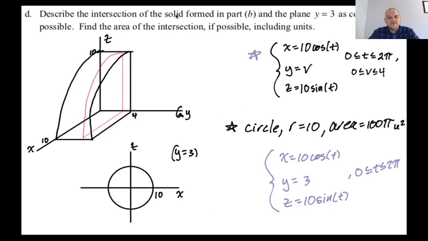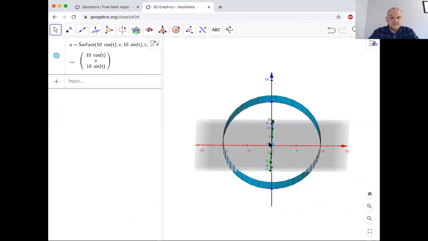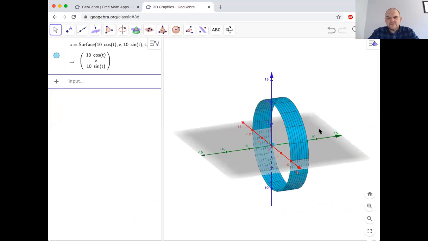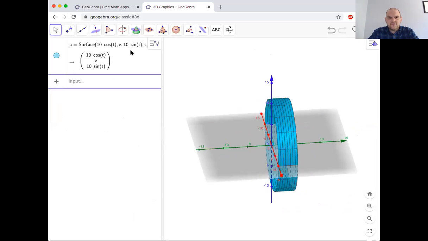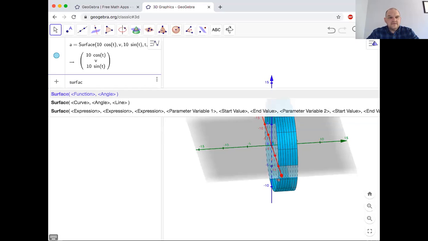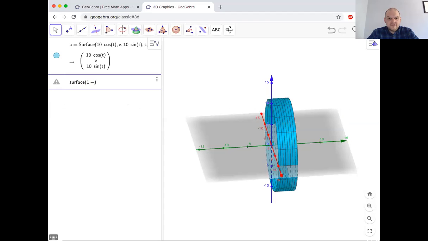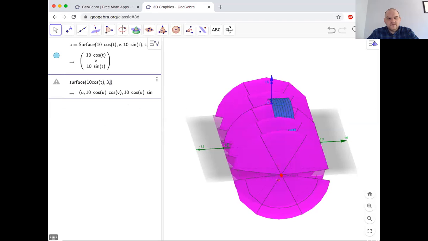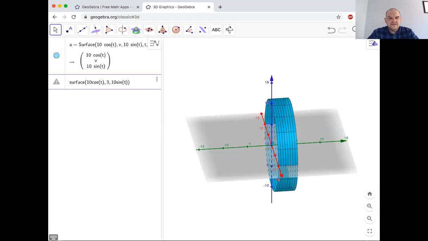So I still actually have the page open from the other part that we did from part B. That's probably not so surprising because I'm still doing the same problem. So let me graph. What do I want to graph? I think I want to graph a surface again. And I'm going to graph 10 cosine of t, comma 3, comma, 10 sine of t. T goes from 0 to 2 pi, but I need another parameter, so I'll say v. It goes from like 0 to 1, something like that.